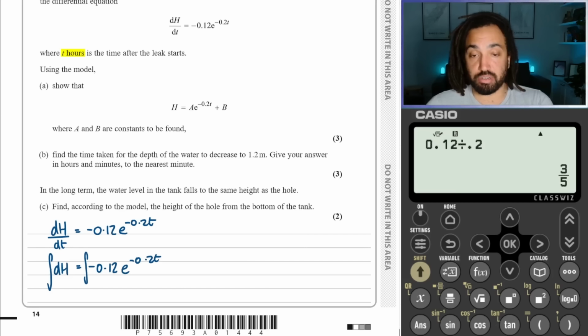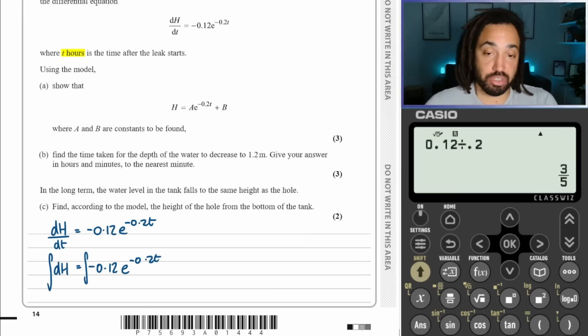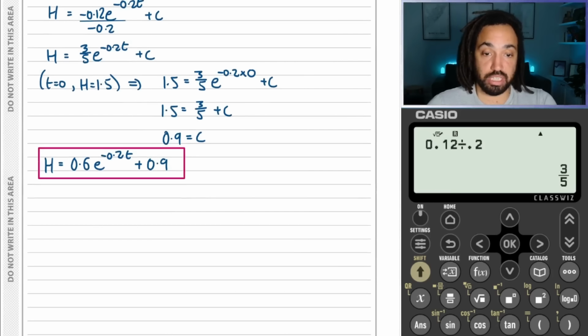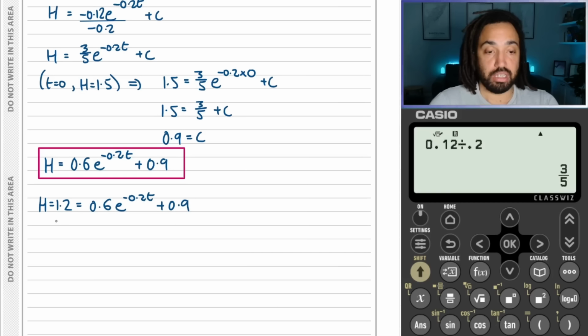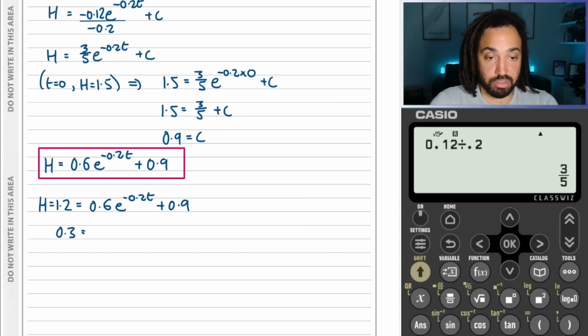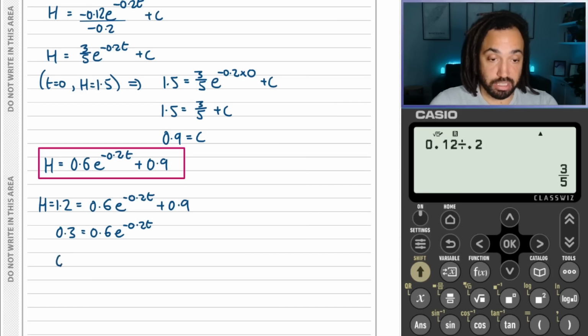Okay, let's go up and look at B, where it says find the time taken for the depth of the water to decrease to 1.2. Give your answer in hours and minutes to the nearest minute. So we just want the height of the water to equal 1.2. So we're just going to say h equals 1.2, and of course that's also equal to 0.6e to the minus 0.2t plus 0.9. So minusing 0.9 from both sides is going to give us this. Then dividing by 0.6 is going to give us 0.5.